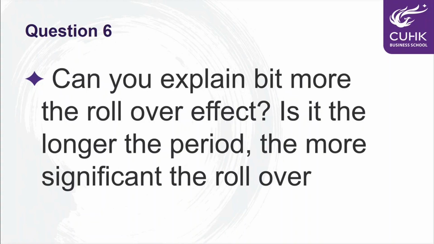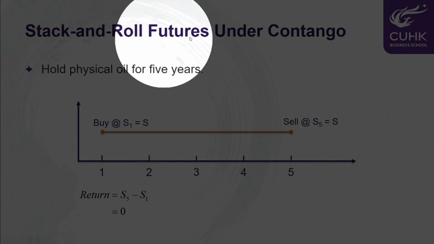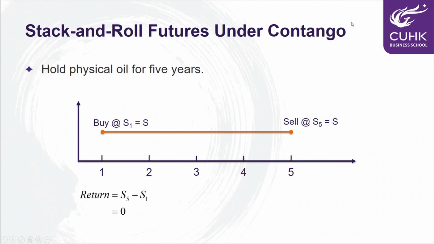Question 6: can you explain a bit more about the rollover effect? Is it that the longer the period, the more significant the rollover? Okay, I can use this to explain more about the rollover effect. What the ETFs are doing is a strategy called stack and roll the futures. Remember, these issuers have to buy the futures contract, but this futures contract has an expiry date, right?